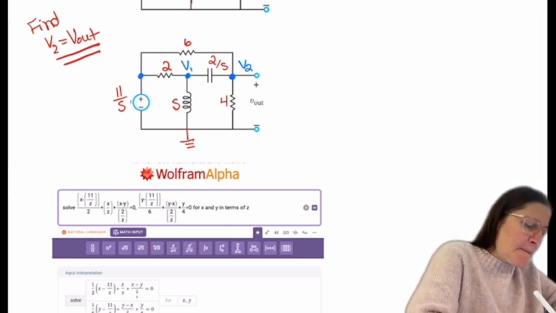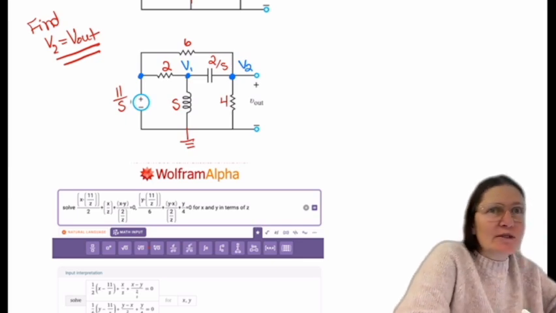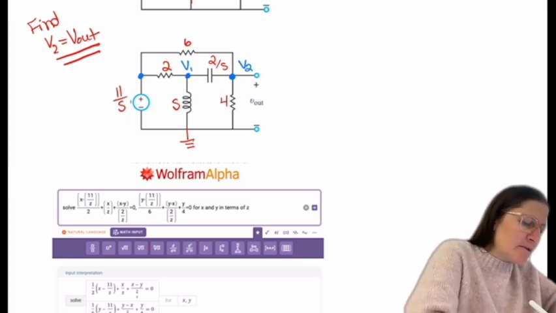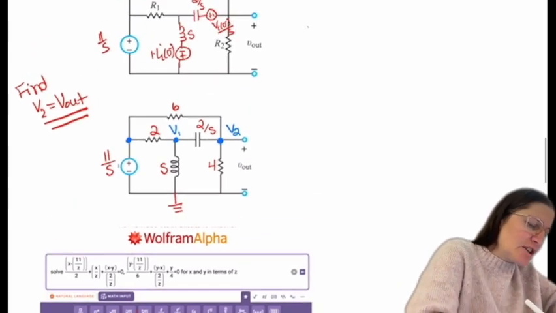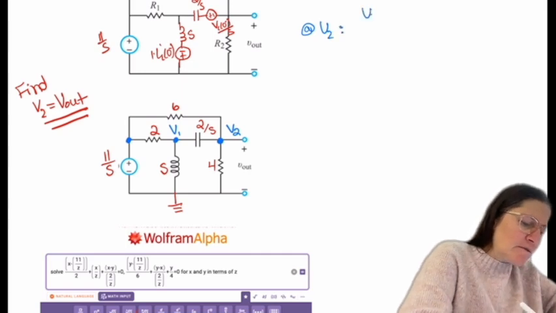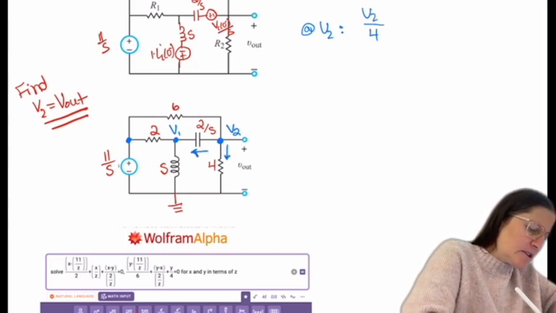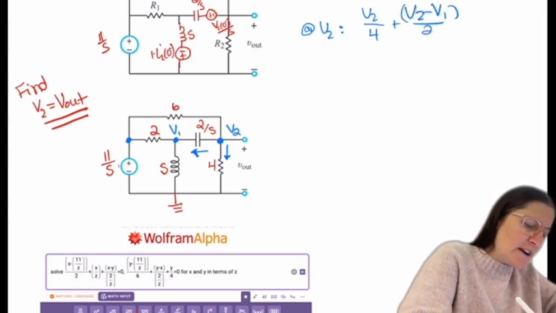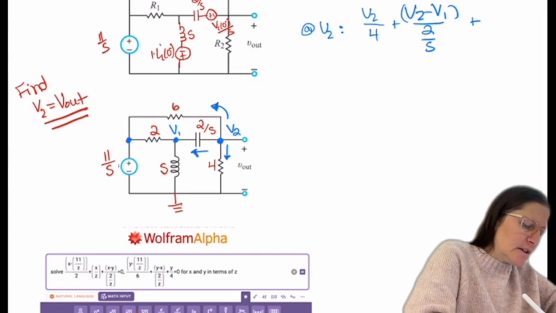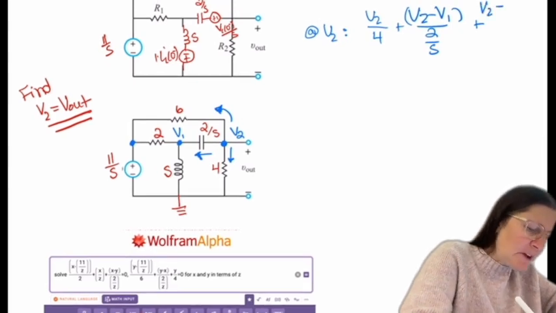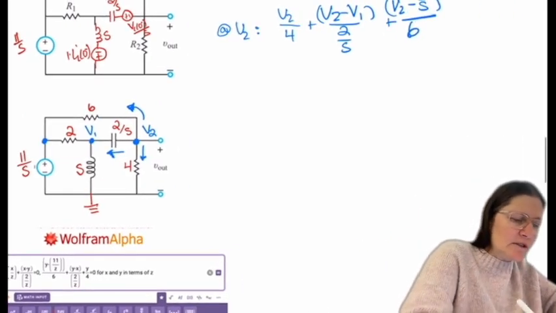I use V1 and V2 as my unknowns, and I'm going to write a node voltage equation at V2. That one's going to be V2 over 4 for this current. This current is V2 minus V1 over 2 over S. And then this current is V2 minus 11 over S, over 6. So there's one equation.